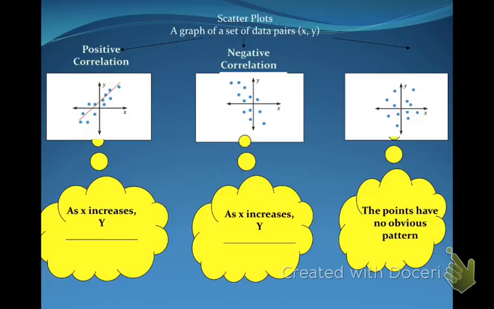The second graph, the one in the middle, shows a negative correlation, and we would have a line of best fit with a downward slope or a negative slope. The third case is where we have no correlation at all. You can't even draw a line of best fit because there's no obvious trend in the data. Now, with positive correlation, as your x variable increases, your y does as well. Whereas in a negative correlation, as x increases, y decreases. And in the last one, the points have no obvious pattern, or we could say that x has no effect on y.